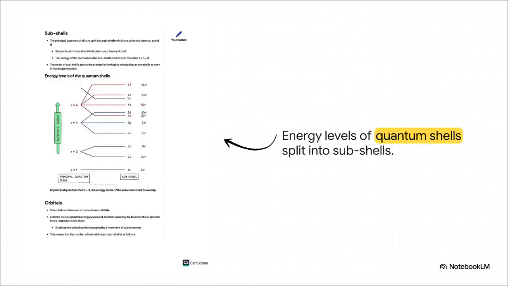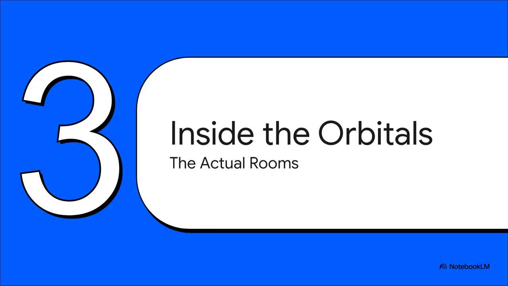Tracing this whole thing out here, you can clearly see how the principal quantum shells on the left branch out into these distinct subshell energy levels on the right. Notice how n equals 1 is just a really simple 1s level. But look up at n equals 3 and n equals 4. Things start to get a bit crowded up there, don't they? The energy levels of the different wings actually start to overlap. Keep that in the back of your mind, because that overlap is going to be incredibly important in just a few minutes. Which brings us to Section 3.